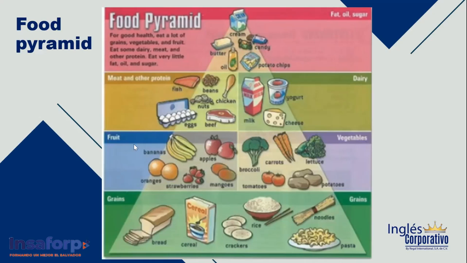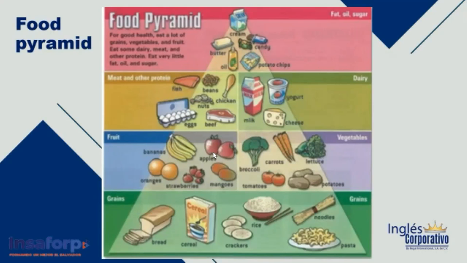And then let's go with the other. We have grains in the base of the pyramid. Then we have fruit and also vegetables. Fruit and vegetables. Do you like fruit? Yes, I do.